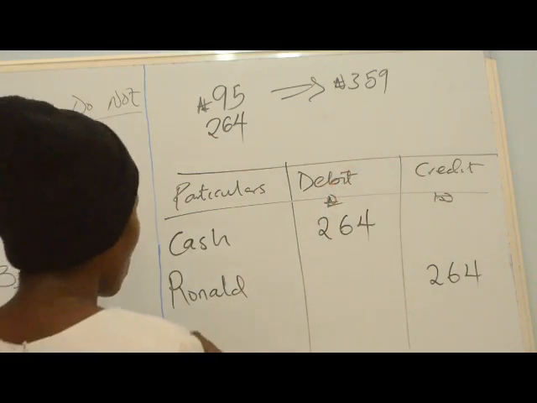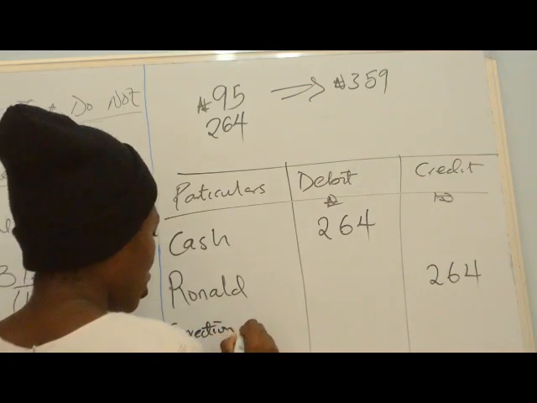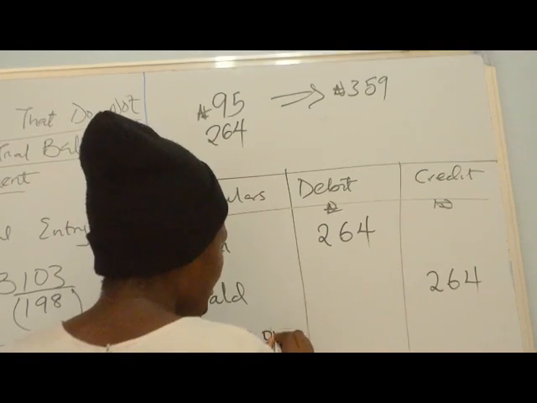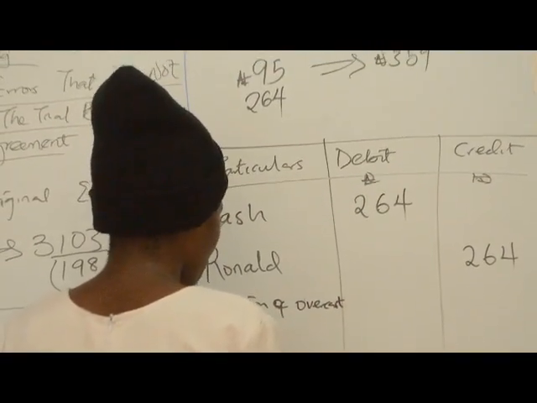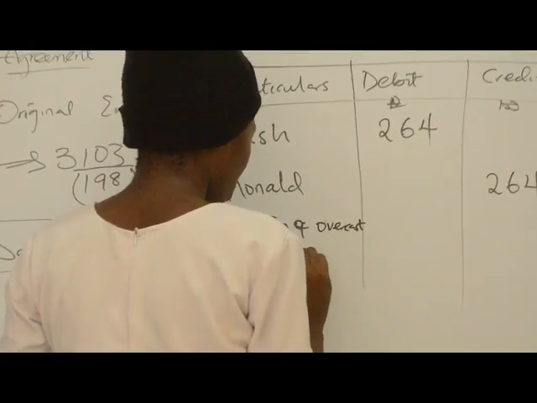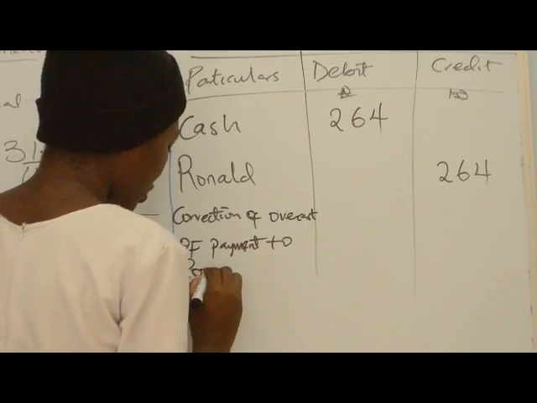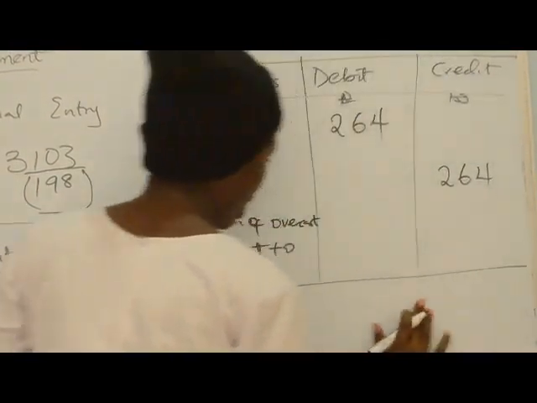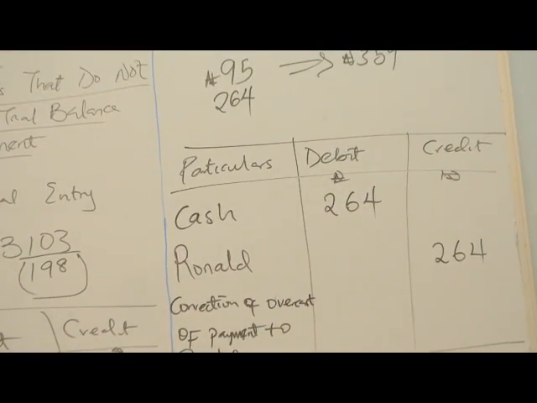So we can now say: correction of overcast of payment to Ronald. This is my own description. Are we together? So we've come to the end of correcting our errors of original entry.